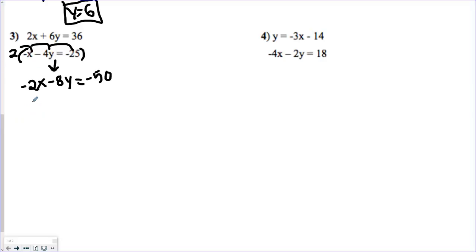And then now, if I write my top equation below it, 2x plus 6y equals 36.